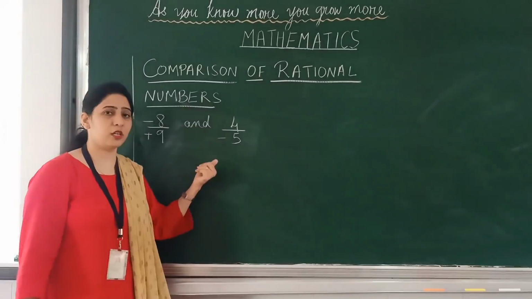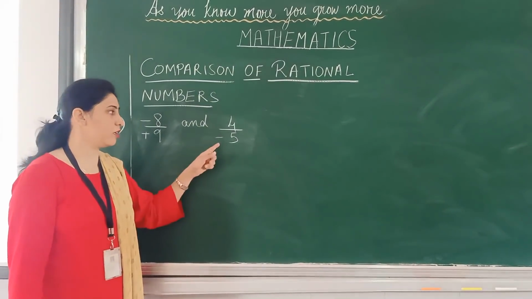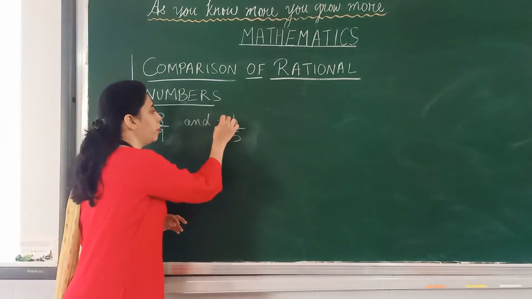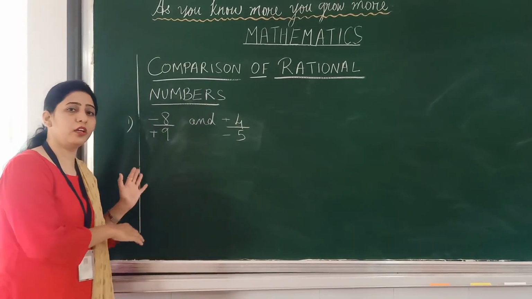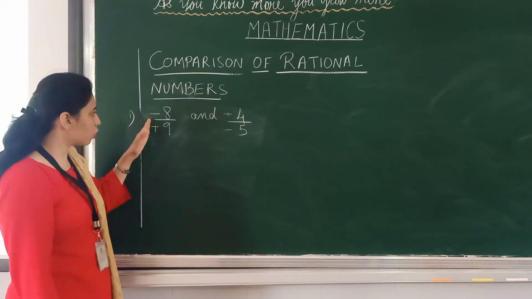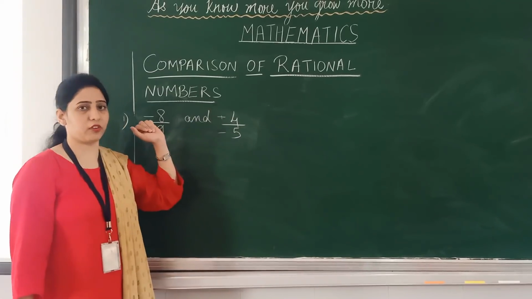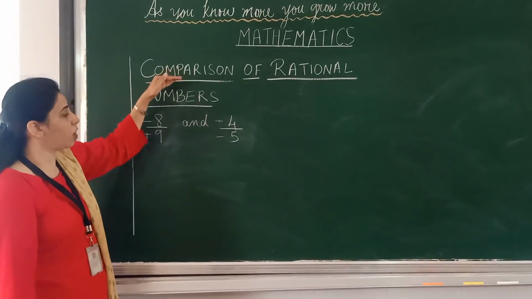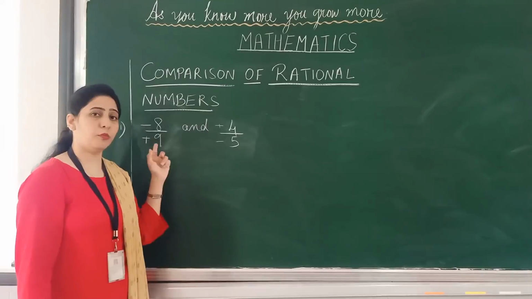What about this? Is it a positive or negative rational number? It is again a negative rational number because of two different signs. We have just related it with the previous concept. So this is also a negative rational number, and this is also a negative rational number. Now what is this concept? You have to compare both the rational numbers.